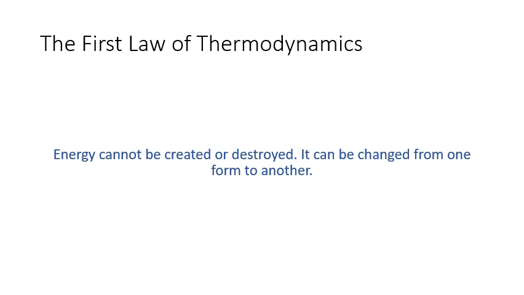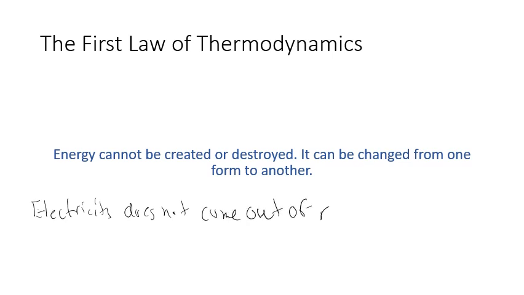It means you cannot just make electricity. Okay? Electricity doesn't come out of nowhere. Okay? It's like this with all forms of energy. Because electricity is a form of energy, you cannot make it. That would be contrary to the first law of thermodynamics.